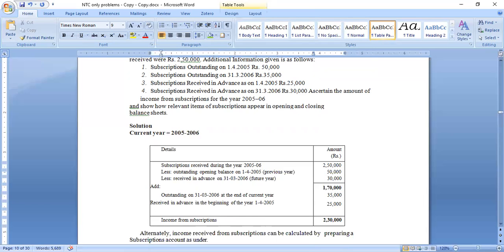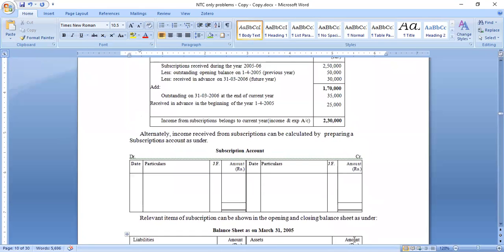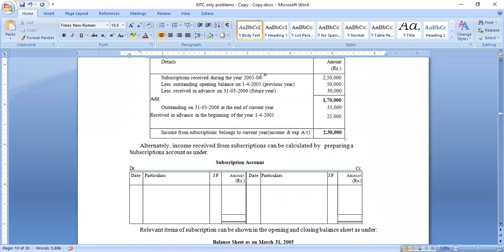Income from subscription, current year. I'll mention it like this for the understanding. So we have to transfer this amount to income and expenditure account. So how to prepare an account for these transactions? So I'll begin with the received amount.